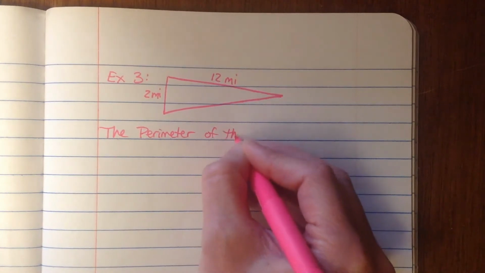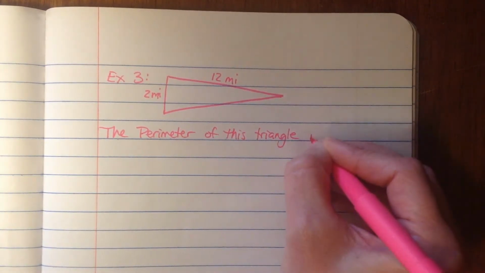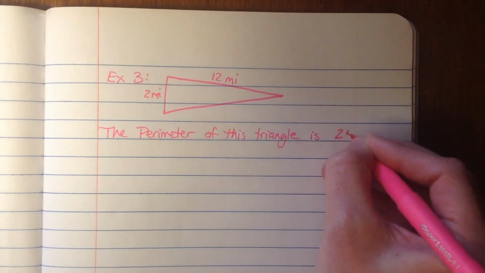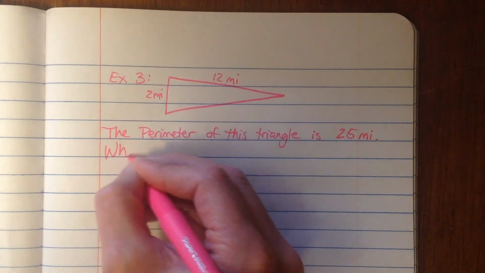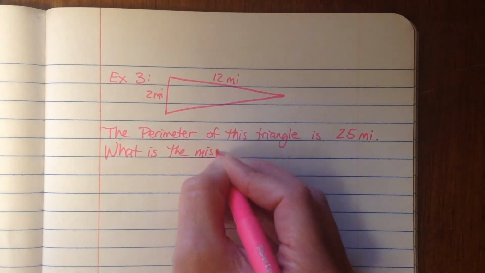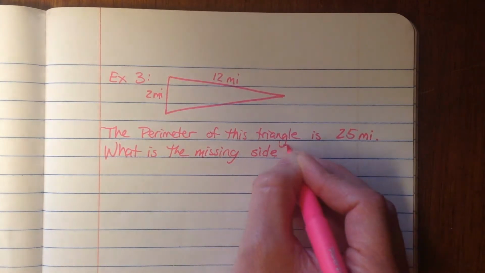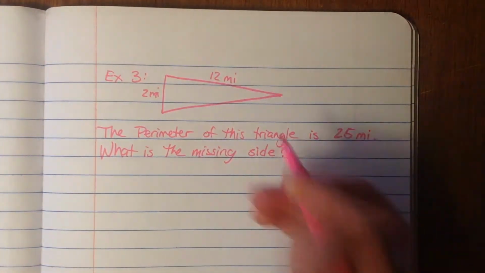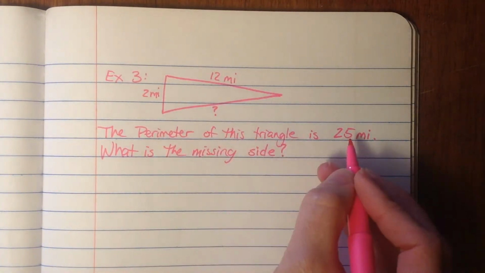of this triangle is 25 miles. What is the missing side? So we want to know what is that side right there if they tell us that the perimeter is 25.